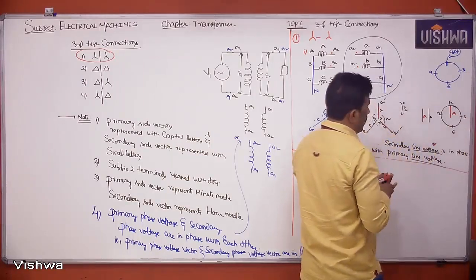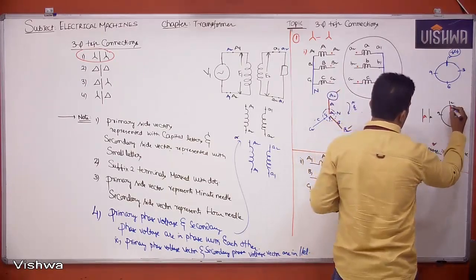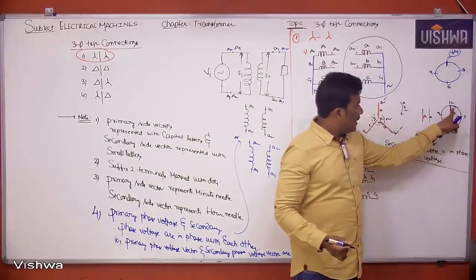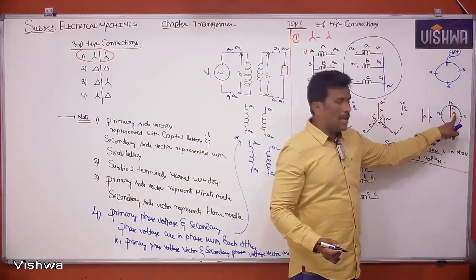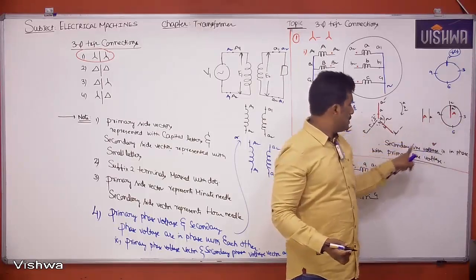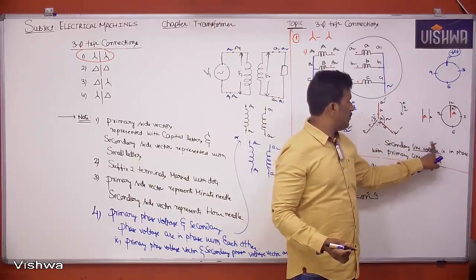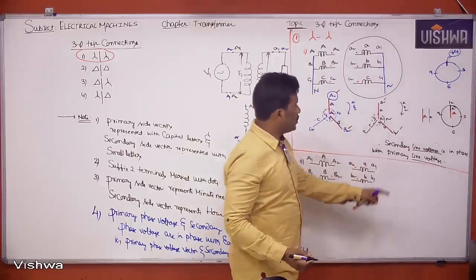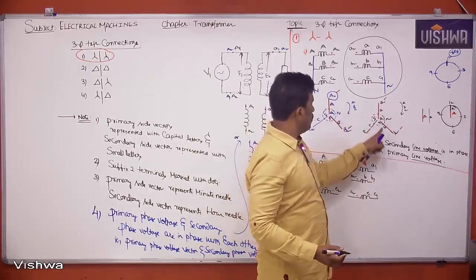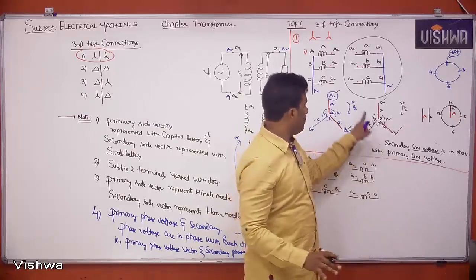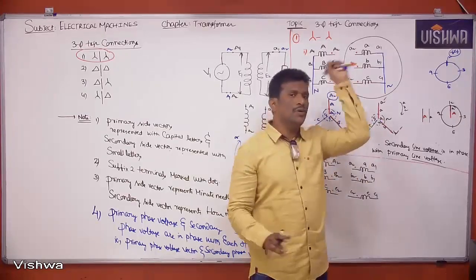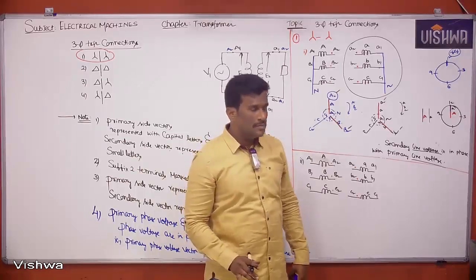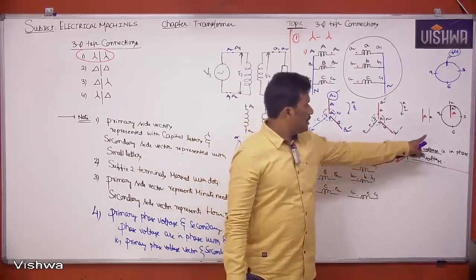Secondary vector reference, what? Hour needle, small a. Observe clearly. Small a is in phase with capital A. That means secondary line voltage is in phase with the primary line voltage. Every time there is no need to draw A2, B2, all those things. Simply compare small a and capital A. That gives you the angle between secondary line voltage and the primary line voltage. Okay, is it clear? So for this question, this is the answer.